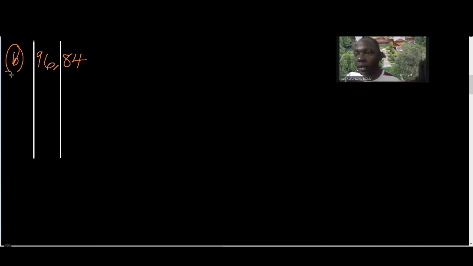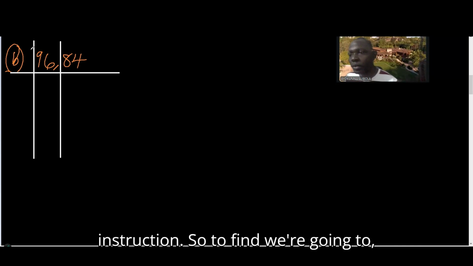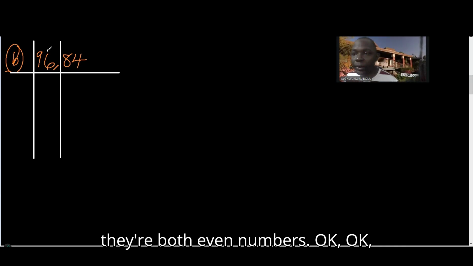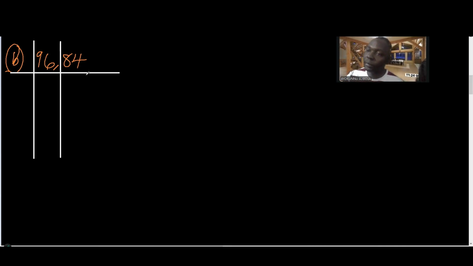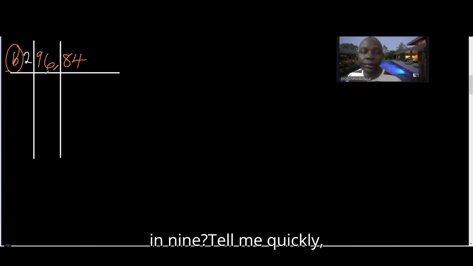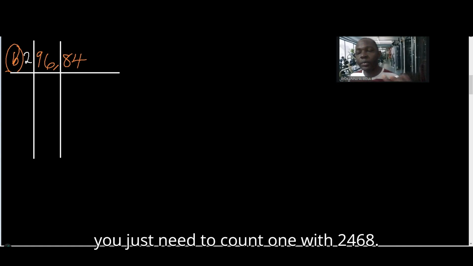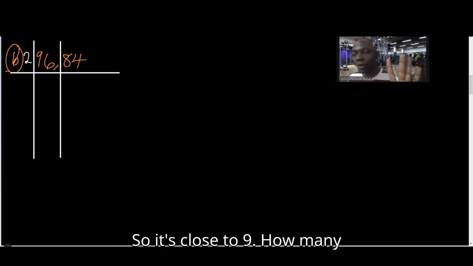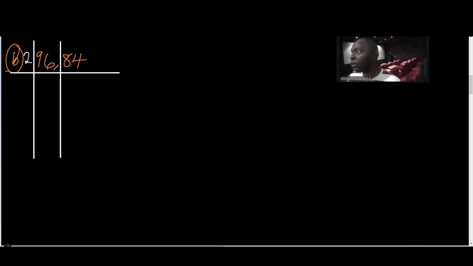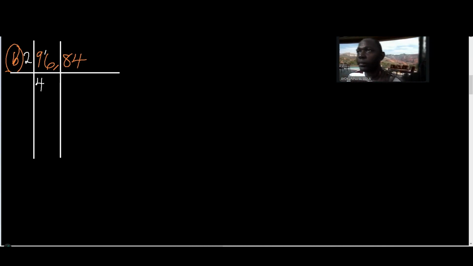Okay. So this one we're going to be dividing to find the HCF and LCM because that's the instruction. They are both even numbers, okay? So you divide by 2. How many 2 goes in 9? Tell me quickly. You just need to count 2, 4, 6, 8. So it's close to 9. How many? 4. That's 4, remainder 1. So how many 2 goes in 16?